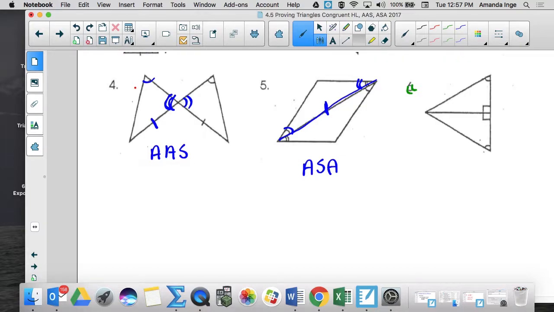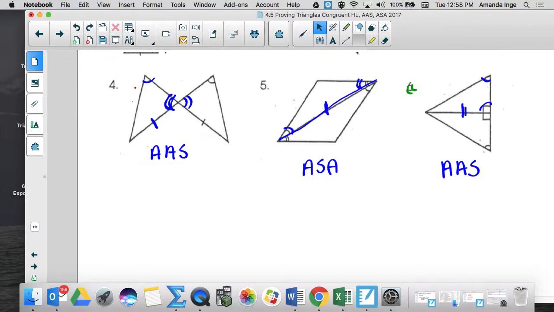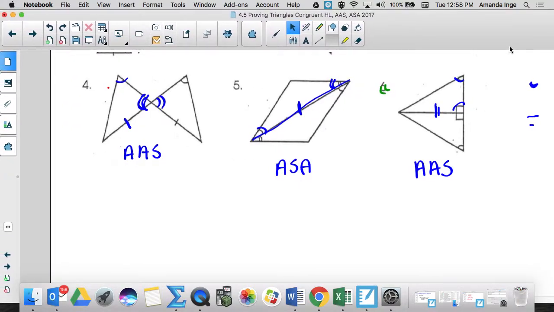So on number 6, do we have a right angle? Yes. Do we have a hypotenuse? No. We don't have a hypotenuse. But do we have a side that's common to both of them? Yes. So we have an angle, and a side. So angle, angle, side again. Everybody good on those?